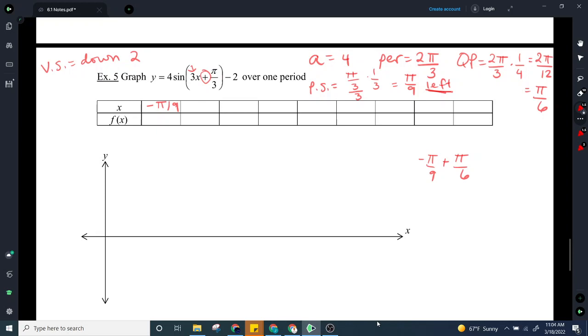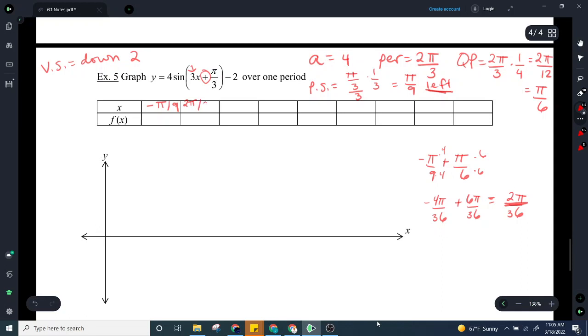So if we multiply this by 4, let me write it down here, we get negative 4 pi over 36. Multiply this by 6, we get 6 pi over 36. So when I add those together, I get 2 pi over 36. Here's why I say do not reduce this, because I'm going to use this 6 pi over 36 again to get the next point. So this puts me at 2 pi over 36.